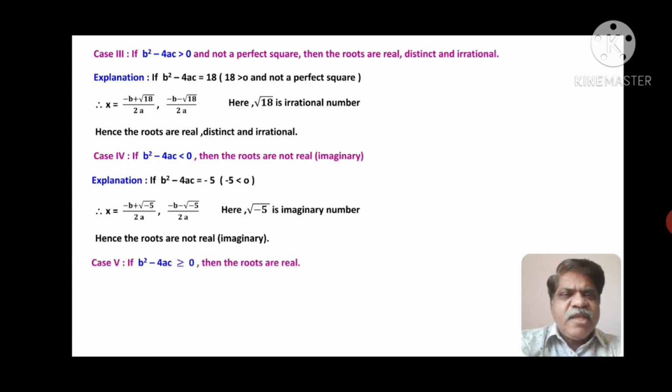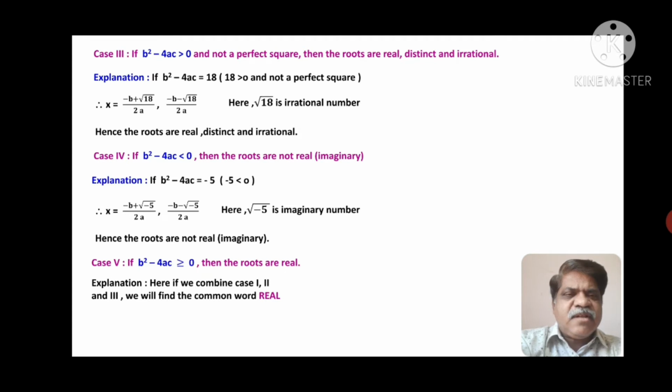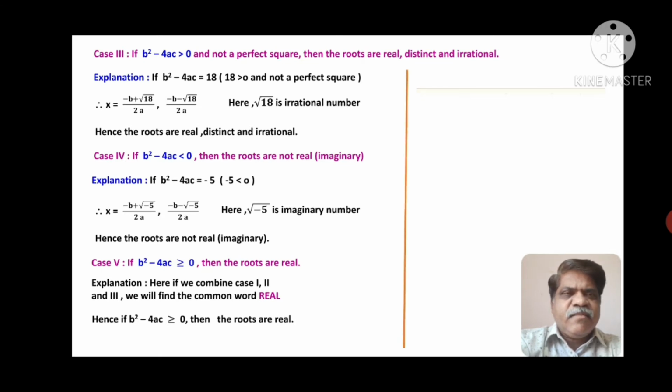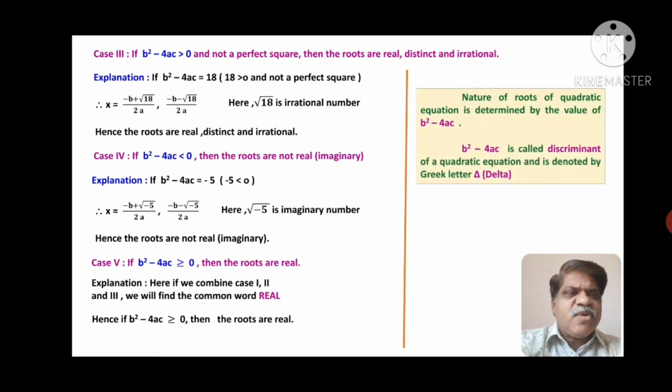Case 5. If b square minus 4ac is greater than or equal to 0, then the roots are real. Here, if we combine cases 1, 2 and 3, we will find that the common word is real number. Hence, if b square minus 4ac is greater than or equal to 0, then the roots are real numbers. So, the nature of the roots of the quadratic equation is determined by the value of b square minus 4ac, also called the discriminant. Here, b square minus 4ac is called the discriminant of a quadratic equation and is denoted by the Greek letter delta.